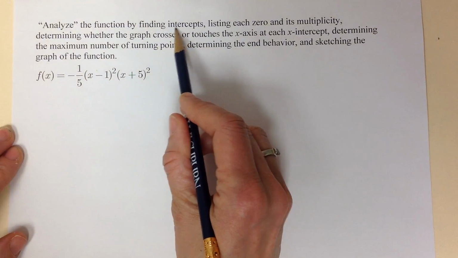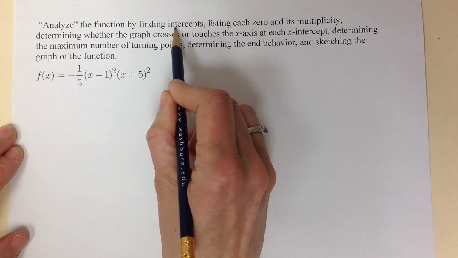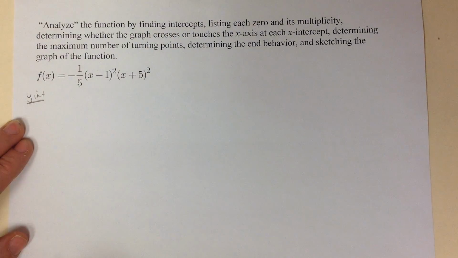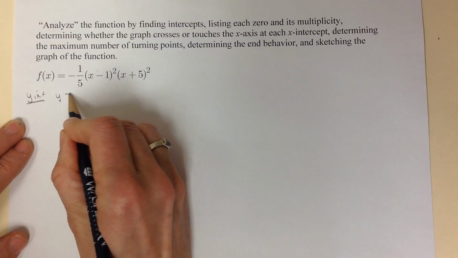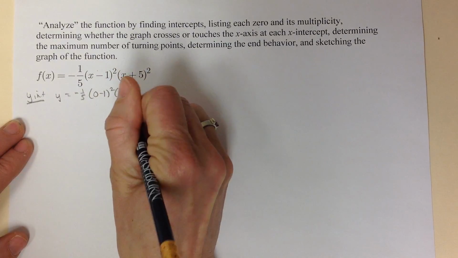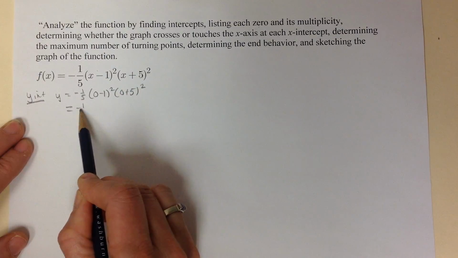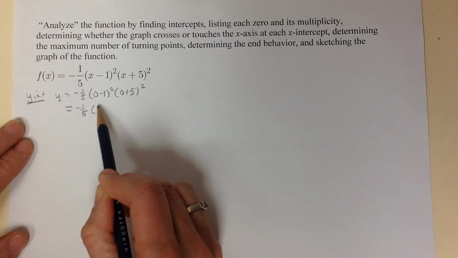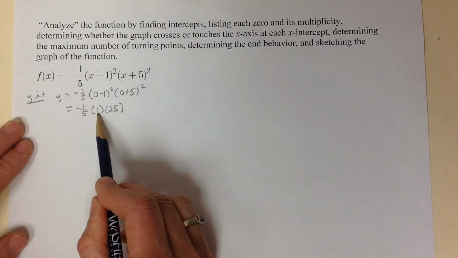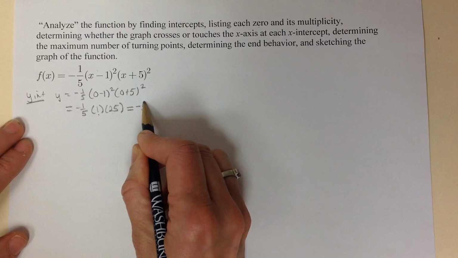Let's see, remember intercepts, at least the x-intercepts, same thing as zeros. There's also, though, a y-intercept. So let's find the y-intercept first. Usually the y-intercept is the easier of the intercepts to find. For the y-intercept, we put in 0 for x. Okay, so now if I simplify, -1 all squared is 1, 5 squared is 25, -1/5 times 1 is -1/5 times 25. That's going to give us a total of -5 for the y-intercept.